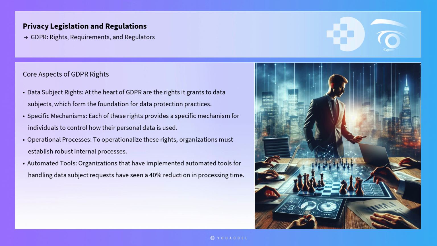To operationalize these rights, organizations must establish robust internal processes. For instance, to facilitate the right of access, companies can implement a user-friendly portal where individuals can request access to their data and track the progress of their request. According to a study published in the Journal of Data Protection and Privacy, organizations that have implemented automated tools for handling data subject requests have seen a 40% reduction in processing time, thereby enhancing customer satisfaction and trust.